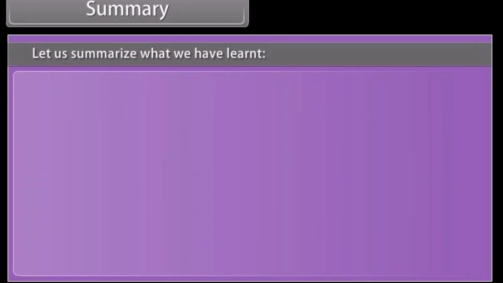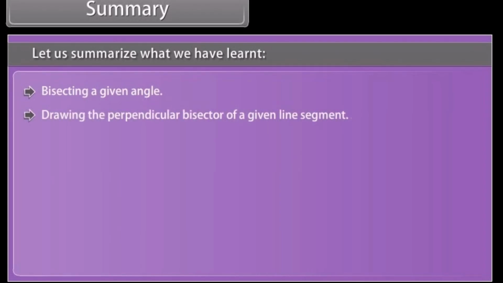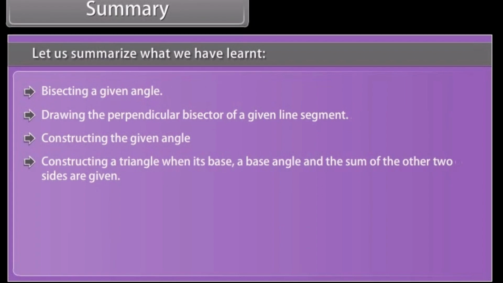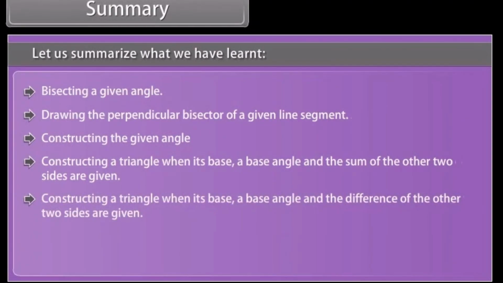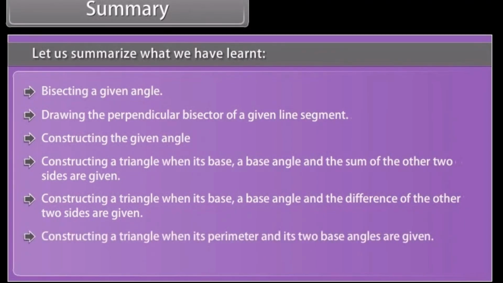Summary. Let us summarize what we have learned. Bisecting a given angle. Drawing the perpendicular bisector of a given line segment. Constructing the given angle. Constructing a triangle when its base, a base angle, and the sum of the other two sides are given. Constructing a triangle when its base, a base angle, and the difference of the other two sides are given. Constructing a triangle when its perimeter and its two base angles are given.